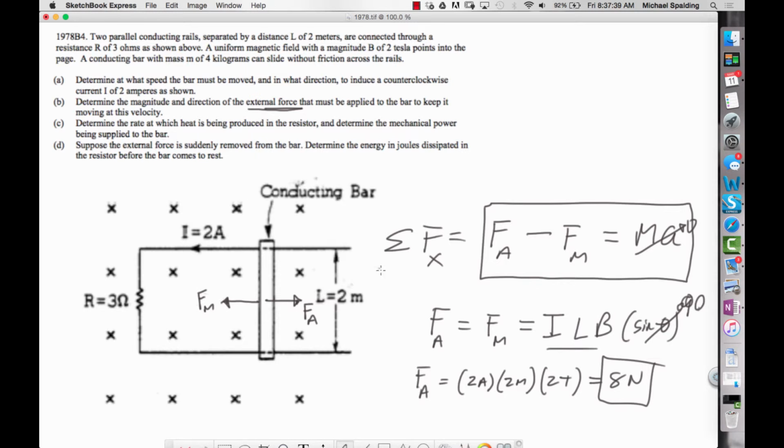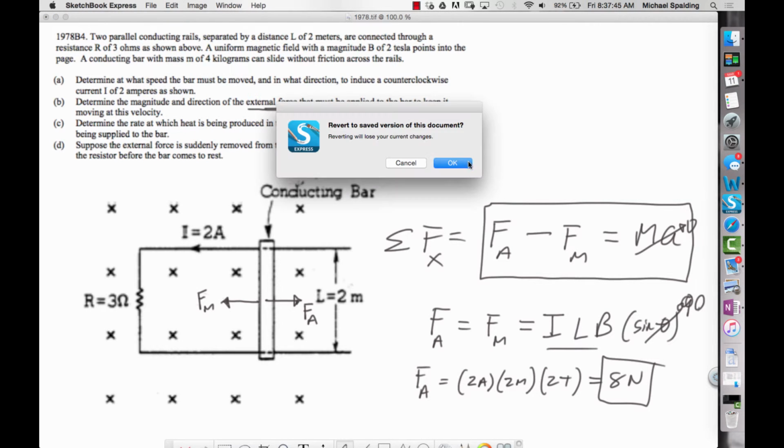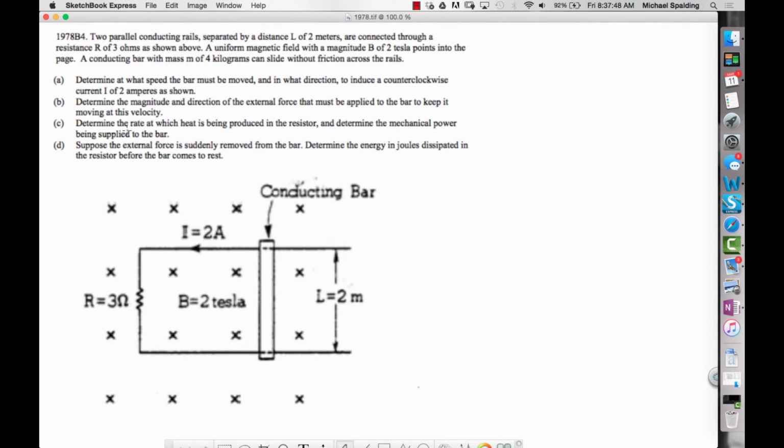Thanks. Okay, part C is really wordy, but it's really not that hard. What are they talking about here? In part C, it says determine the rate at which heat is being produced in the resistor. What are they really asking for? Power. Because rate of heat, look at the word rate. The word rate is anything per second. Rate means per second. Heat is energy. We're talking about energy per second, energy over time, which is power.